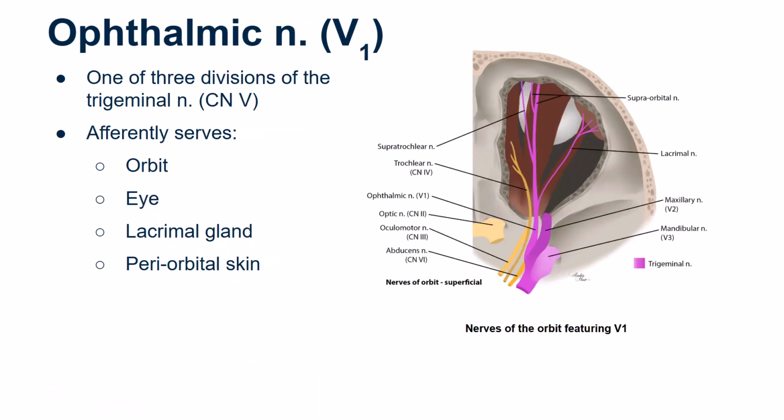Let's go back and hit cranial nerve 5, specifically V1, or the ophthalmic division of the trigeminal nerve. The ophthalmic nerve is responsible for afferently serving the orbit, the eye, the lacrimal gland, and the skin around the orbit, or the periorbital skin. It is not responsible for the process of lacrimation. That's going to be due to the facial nerve, as we'll see.